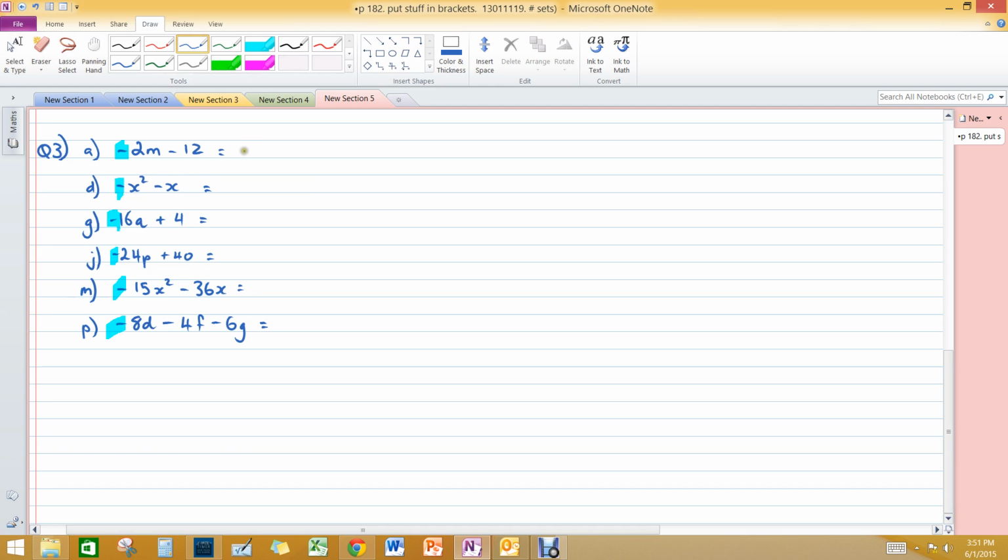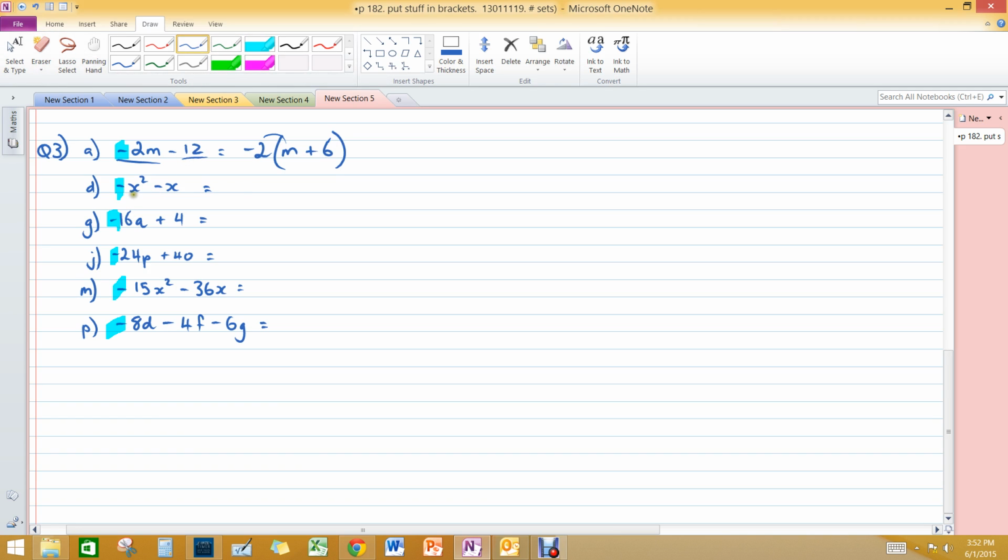So, common factor for this first one here, negative 2m minus 12, our common factor is going to be negative 2. So negative 2 times m is going to give us negative 2m. And then negative 2 times what is going to give us negative 12? Negative 2 times positive 6. Now the reason why this is positive here is because we have a negative out the front here. So a negative multiplied by a positive is going to give us a negative overall. So that's how we get the negative 12.